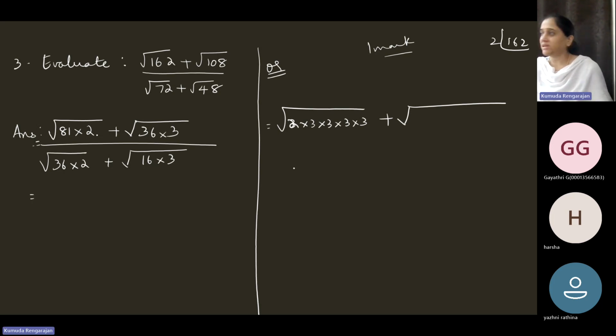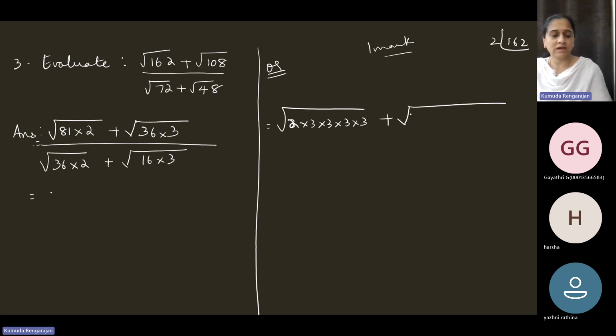I'm writing every number as a product of a perfect square and another number. I'm writing 162 as a product of a perfect square, 81, and another number: 81 into 2. 108 is 36 into 3, 72 is 36 into 2, 48 is 16 into 3. You can choose to write it like this, or you can find all the prime factors and write it like this. You'll get the same answer.